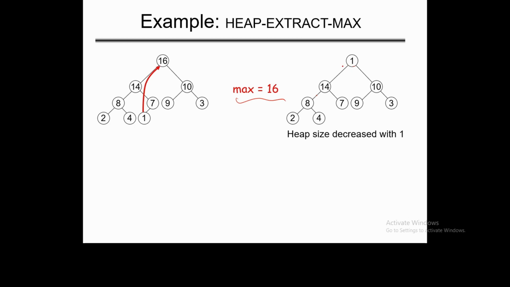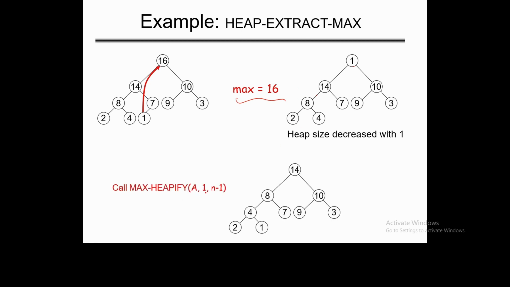Means in the max heapify procedure we swap the value of the parent node with the largest child node. 1 will be replaced by 14, and 1 will come here, then 1 will be replaced by 8, then 1 will be replaced by 4, like this. So we can call max heapify for A of 1, n minus 1. Why n minus 1? Because initially there were n elements, and after the removal of 16 there will be n minus 1 elements remaining. So we have just applied this max heapify procedure in this operation.